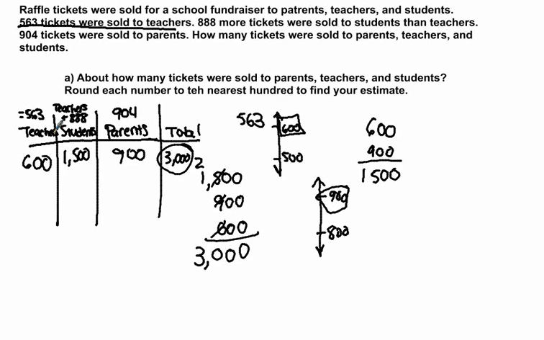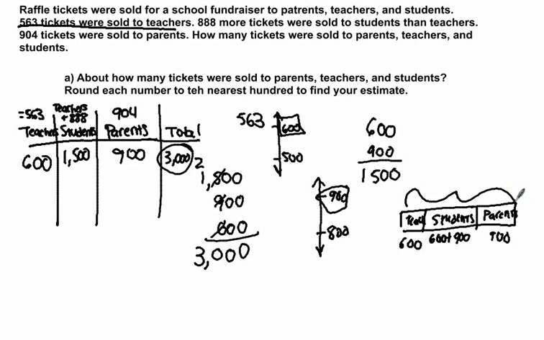You could have represented this in a tape diagram as well. In a tape diagram, we would have had 3 parts. One for the teachers, that was about 600, and the students would be about 600 plus the about 900 more, and so the parents were also about 900, and we would have found the total. So that's how it would look with a tape diagram.